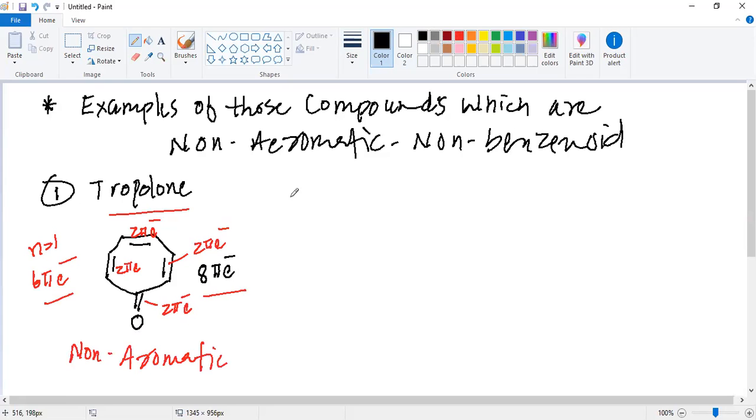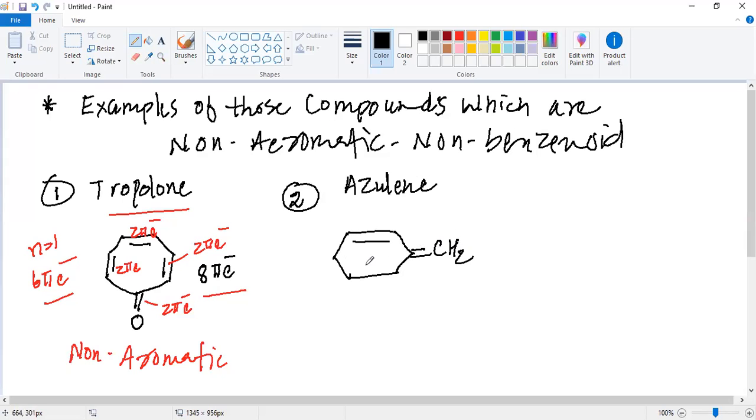Then, my dear students, let us look at the second example. The second example that we want to study is known as azulene. This azulene, my dear students, has such a structure. Just have a look at this. Now, when we look at azulene, we will understand that it has 2 pi electrons here. This is also 2 pi electrons, and this also 2 pi electrons. So it has got 6 pi electrons, and it should be aromatic.